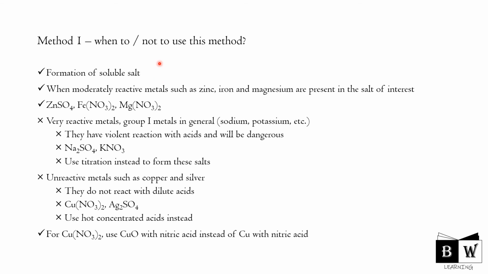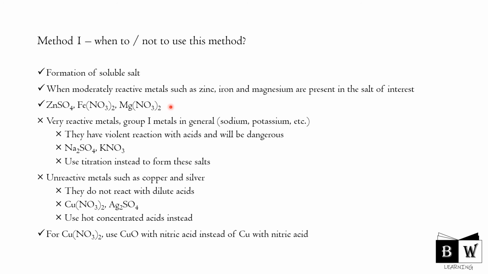Now that we have looked at the procedures related to the formation of soluble salts using the first method, we should know also when to or when not to use this method. This method is suitable for the formation of soluble salt, but more importantly, it is suitable when moderately reactive metals such as zinc, iron, and magnesium are present in the salt of interest. So method 1 would be suitable for salts such as zinc sulfate, iron 2 nitrate, and magnesium nitrate.